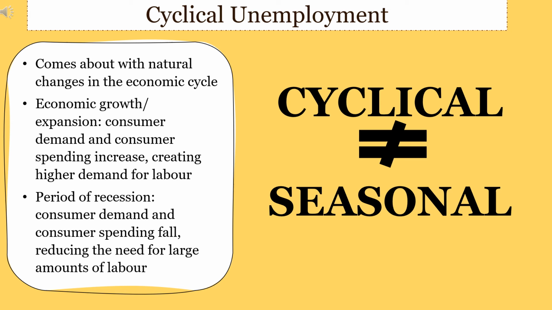With the economic cycle, those periods of growth and recession are a bit less predictable, and so businesses can only adapt as the economic climate changes. They cannot predict how many employees they're going to need in January of 2021 compared to January of 2027 because they don't know what's going to happen with the economy. Whereas hotels know that they will need more staff during the tourist season and fewer staff during the off season. So don't confuse cyclical and seasonal unemployment.